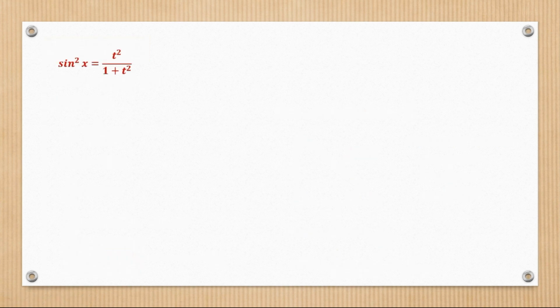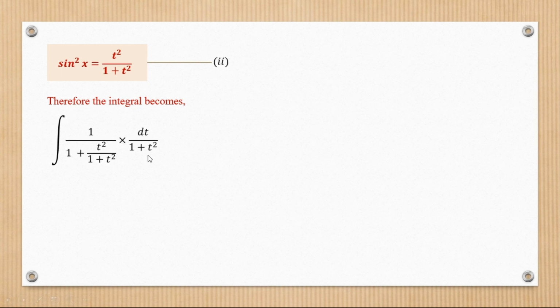So now that we have that out of the way, we can see that this is going to be our equation 2. We now know that, and therefore we can go back to the main integral. So the integral becomes the integral of 1 over 1 plus, where there is sine squared x, we put t squared over 1 plus t squared. Then times, where there is dx, we replace that with dt over 1 plus t squared. As you can already see, this shall go to the numerator.